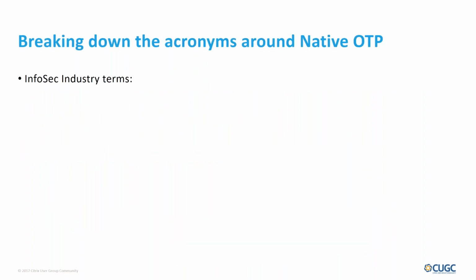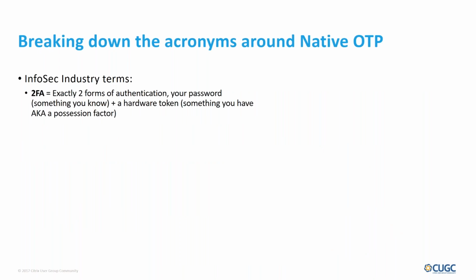So breaking down some information security industry terms that you need to understand to have conversations in your environment. 2FA is a common acronym that you hear. 2FA means exactly 2 forms of authentication. It's typically your password, which is something you know, and a hardware token, for example.